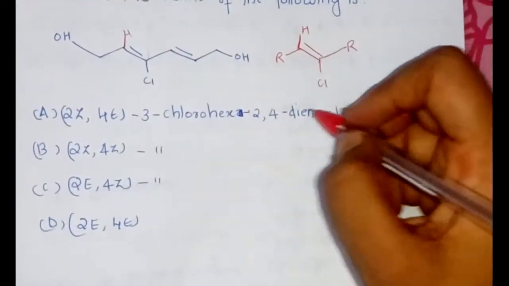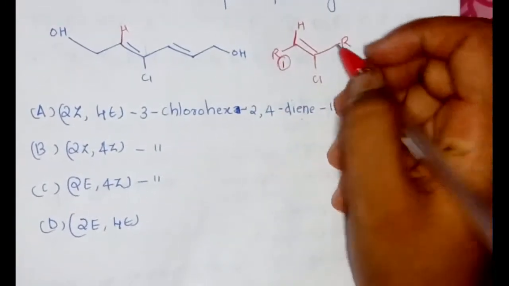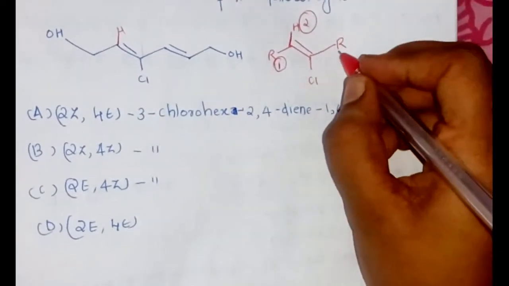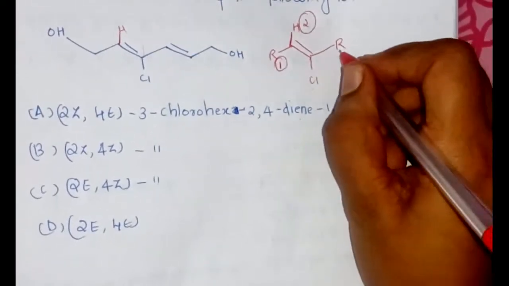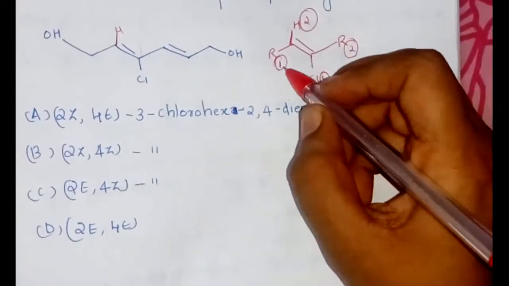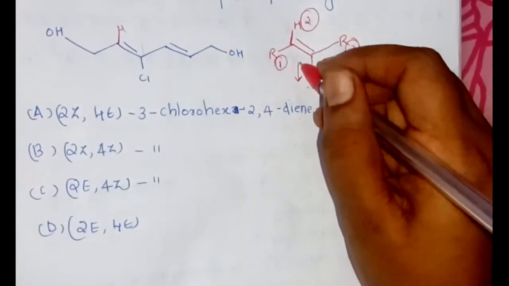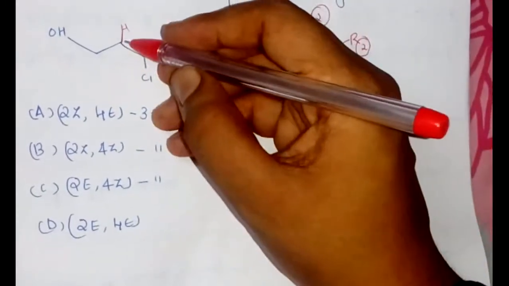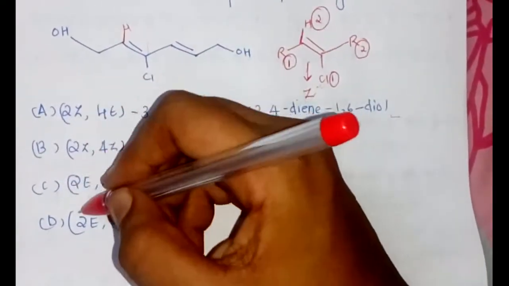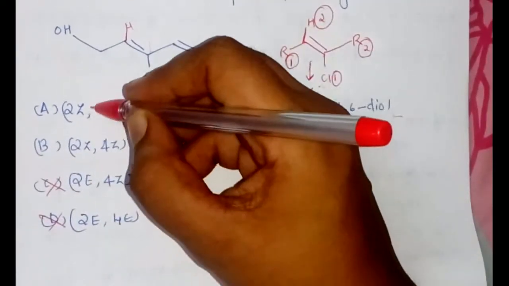Now we will start numbering and give the priority. Here this R group is carbon, which definitely has the higher atomic number, and therefore it will have priority 1, and hydrogen will obviously have priority 2. Now, out of chlorine and the R carbon chain, chlorine will have the first priority and carbon will have the second priority. If the higher priority groups are on the same side, the notation will be Z. So it will be 2Z. Out of options A, B, C, D, C and D will not be our answer, because in C and D we have 2E, but our answer should be 2Z.